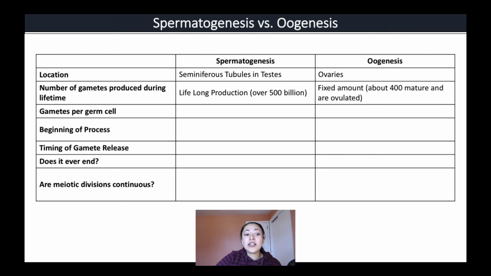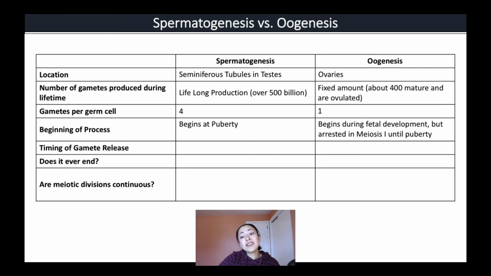How about the number of gametes produced per germ cell? For spermatogenesis, how many gametes can they make per spermatogonia? That would be 4. And oogenesis, how many gametes can they make per oogonia? That would just be 1. When does the process of spermatogenesis begin in males? That would be puberty. What about in females? When does oogenesis begin? Well, that would be during fetal development, so before birth. But remember, it's arrested in meiosis I until puberty.